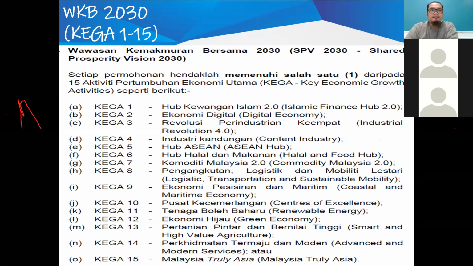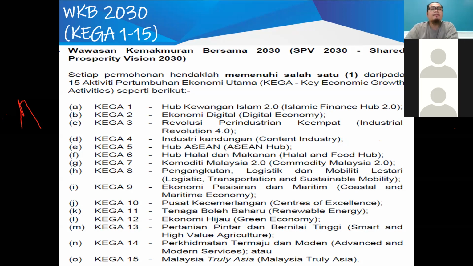So in this case, Malaysia uses the Shared Prosperity Vision, Wawasan Kemakmuran Bersama, WKB. In this Shared Prosperity Vision 2030, we use the Key Economic Growth Activities. We can call that KEGA. KEGA. You need to check which numbers your topic actually covers.